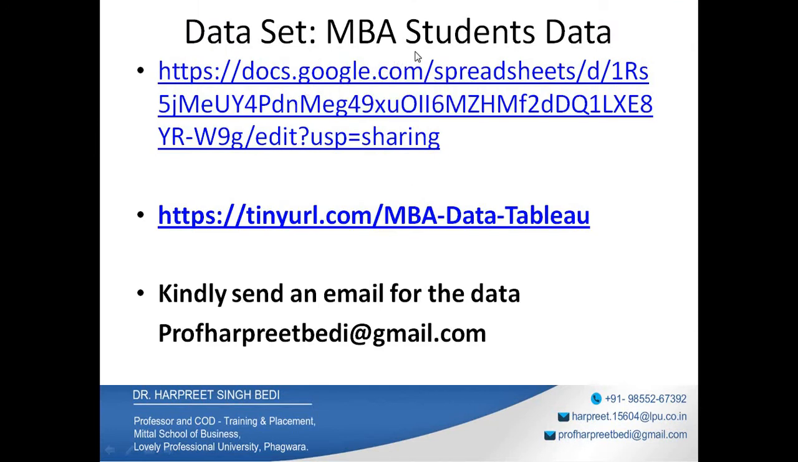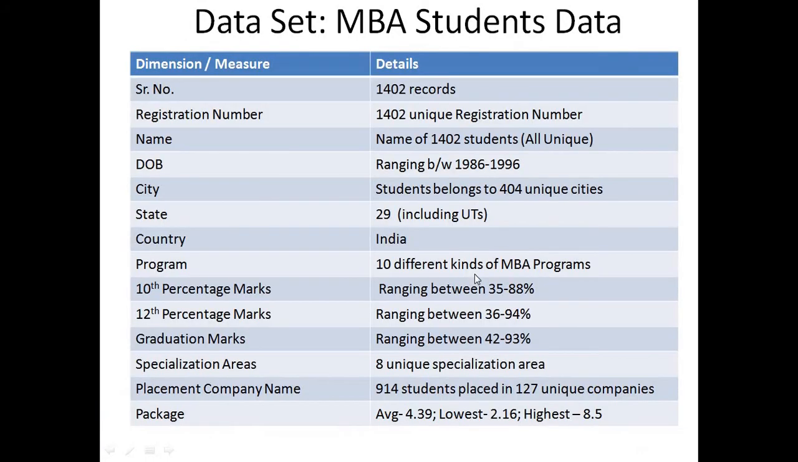For this video I am going to use a dataset called the MBA student dataset. This is a tiny URL; you can also mail me to get this data. This data has 1402 unique records. Out of 1402 unique students, 914 are placed in 127 unique companies. Average package is 4.39, lowest is 2.16, highest is 8.5. The students belong to 29 states, all from the country India. They are from 10 different kinds of MBA programs.